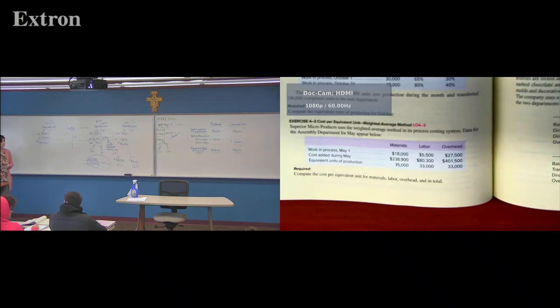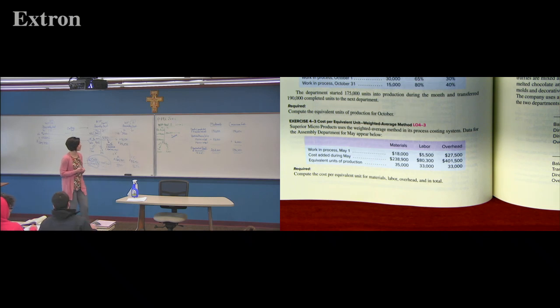Look at exercise 3. I mean, this can't really get much easier, I don't think. I hope not. So let's look at it. It says Superior Micro Products uses the weighted average method in its process costing system. Data for the assembly department appear below.